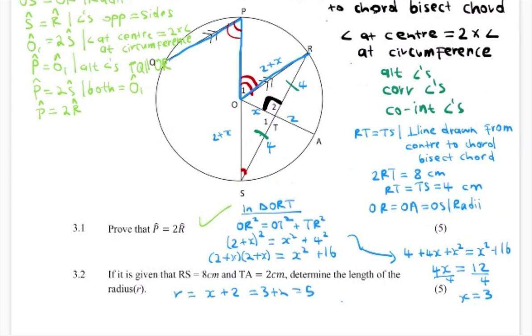Now you can see that we have found X as 3. Then after finding X as 3, you're going to say the radius is actually X plus 2. As you can see, all radiuses here are X plus 2. Then it's 3 plus 2. Then you get your radius as 5 centimeters.